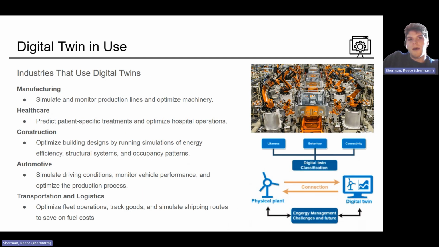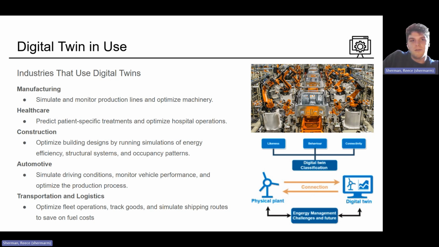Digital twins in use. Digital twins have already been incorporated into many sectors to improve efficiency and optimize processes. The most common industries that utilize digital twins with their processes are manufacturing, healthcare, construction, automotive, and transportation and logistics. The manufacturing sector uses it to simulate and monitor production lines and optimize machinery.